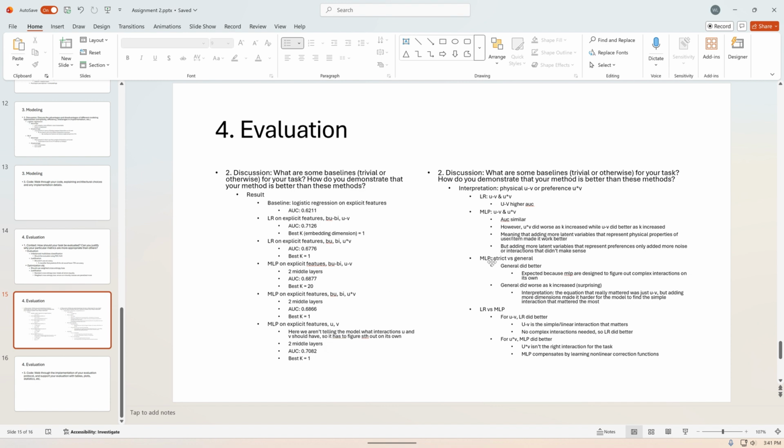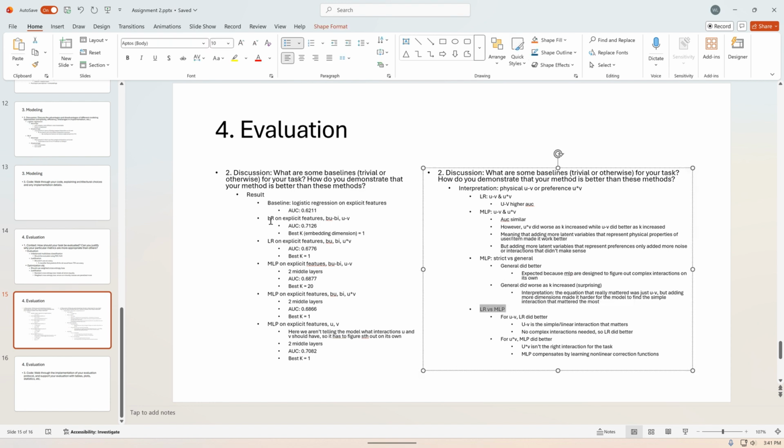And now comparing the strict MLP models versus the general MLP models, we can see that the general did better, right? It scored better, which is kind of expected because MLPs are designed to figure out complex interactions on their own. But one thing to note is that the general model did worse as K increased, which is kind of surprising. My interpretation for that is that the equation that really mattered was just U minus V, and adding more dimensions made it harder for the model to find that simple interaction that mattered the most. Which kind of explains why the general model did worse as K increased. But that's just my interpretation.